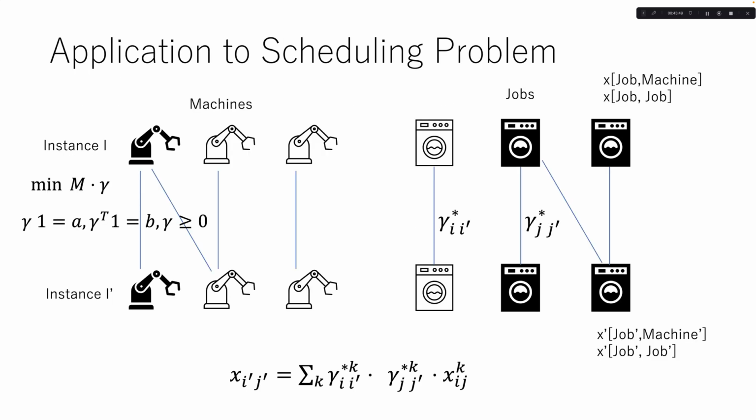Let's consider an example of a scheduling problem. The components of a scheduling problem are jobs and machines. Suppose that distances are given between jobs and between machines. Variables represent the assignment of jobs to machines and the precedence relations between jobs. For a new problem instance I, k similar problem instances are identified, and by solving the optimal transport problem for the jobs and machines, the optimal transport quantity gamma for jobs, or machines, can be obtained. The solution for the new problem instance I can be derived by summing the solutions of the similar problem instances weighted by the optimal transport quantities.